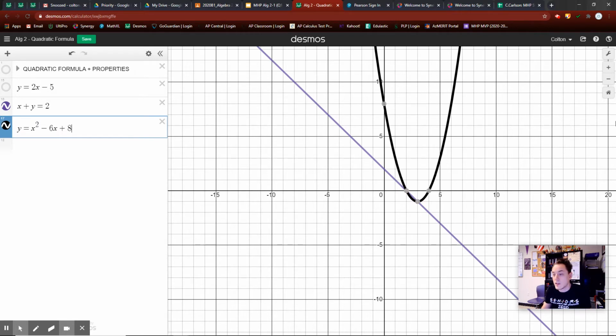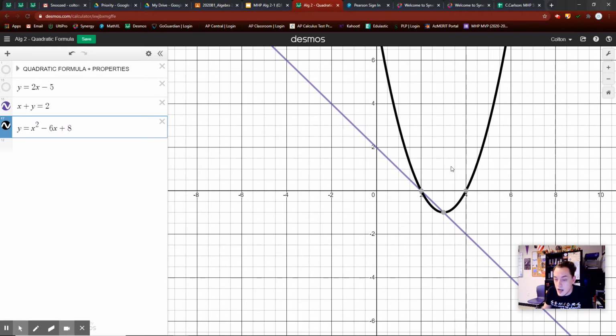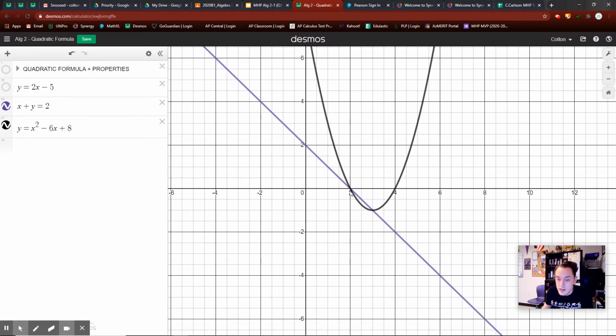So this is where the two graphs lie. I'm going to zoom up a little bit. And so where do they intersect? They intersect there and there. So what are my solutions? 2, 0, and 3, negative 1. Those are my solutions. And I would put those into Math Excel free of charge.